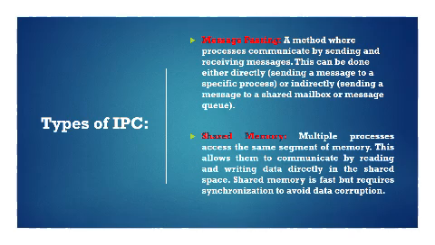Second one is shared memory. Multiple processes access a common memory space. It is the fastest IPC method but requires proper synchronization. Example: multiple threads of a database updating cache memory.